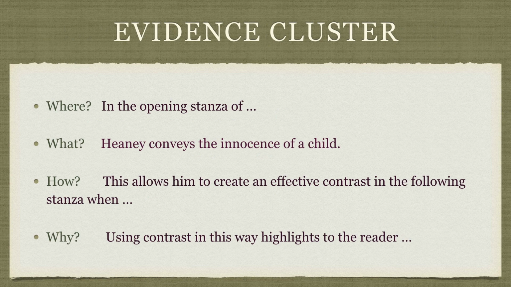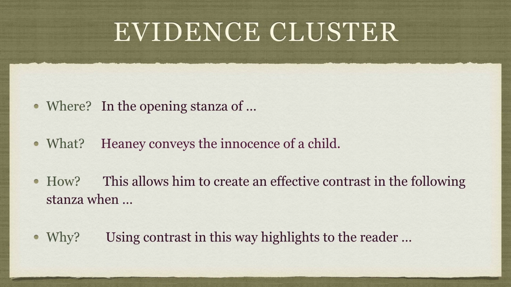So I would build each evidence cluster by answering those 4 questions. So where is my piece of evidence coming from? Well, in the opening stanza of, and then whichever poem you're talking about. What's the point you're going to make? Well, Heaney conveys the innocence of a child. And how does he do this? So here's your technical analysis, bring in your literary device. This allows him to create an effective contrast in the following stanza when, blah, blah, blah.